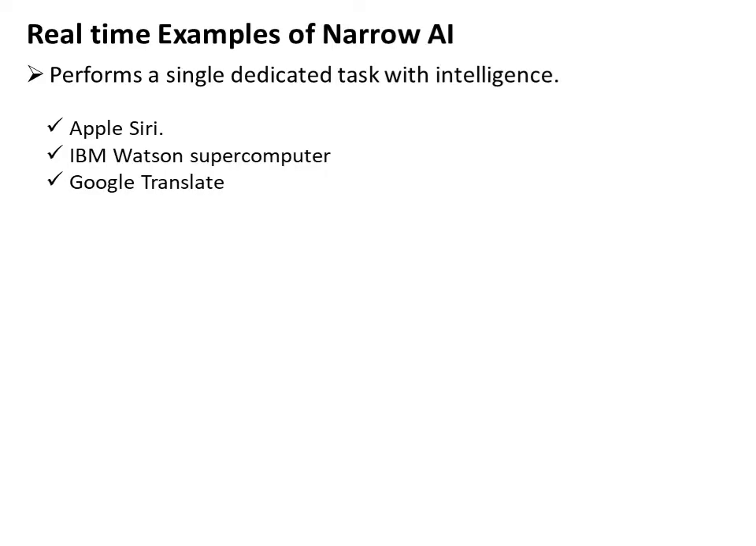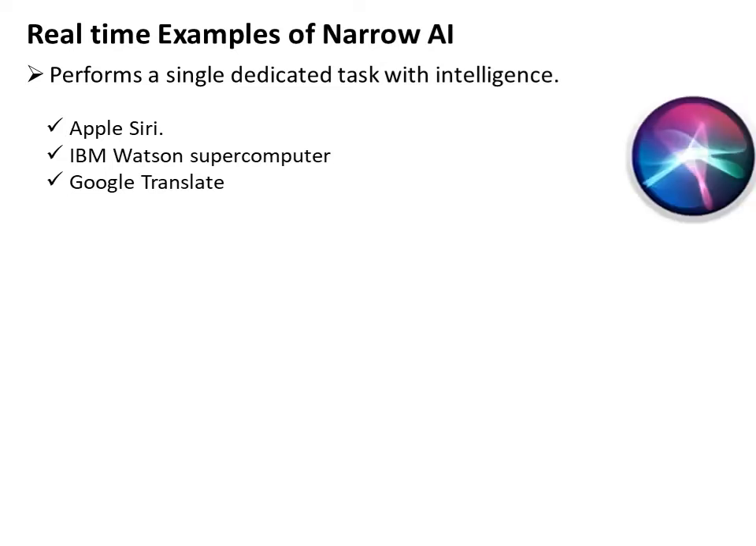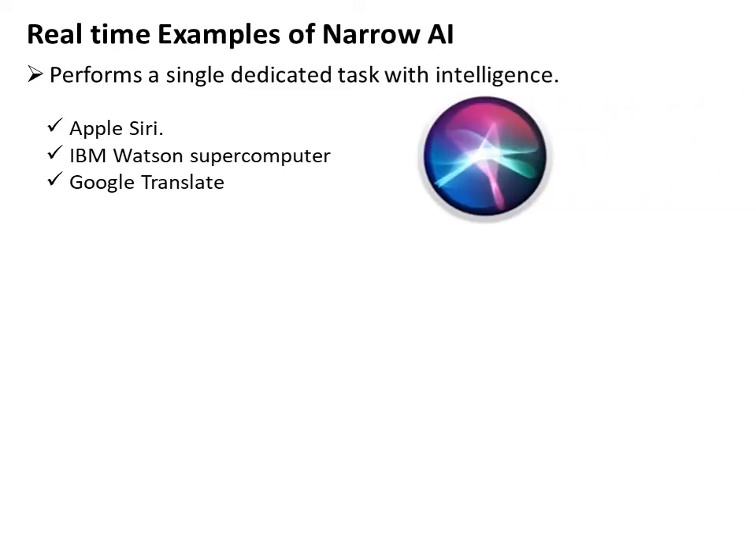Here come the real-time examples of artificial narrow intelligence that performs a single dedicated task with intelligence. Apple Siri is a classic example of narrow AI that operates with a limited predefined range of functions. Siri faces problems with tasks outside its abilities. IBM Watson supercomputer also comes under narrow AI. It uses expert system and applies cognitive computing, machine learning, and natural language processing to process information and answer your queries. Once, IBM Watson outperformed the human contestant Ken Jennings to become the champion on a popular game show.